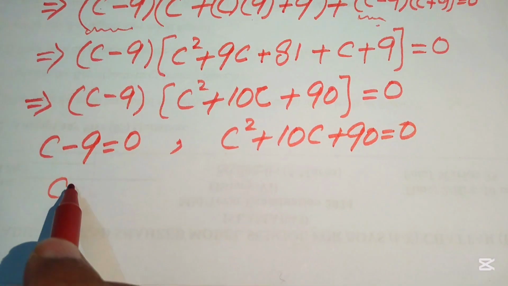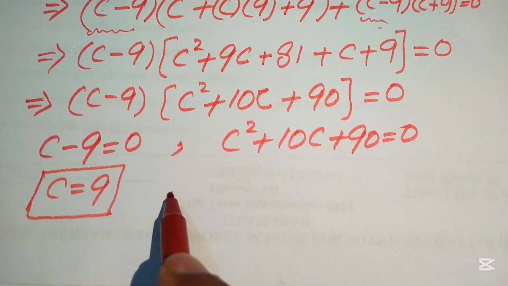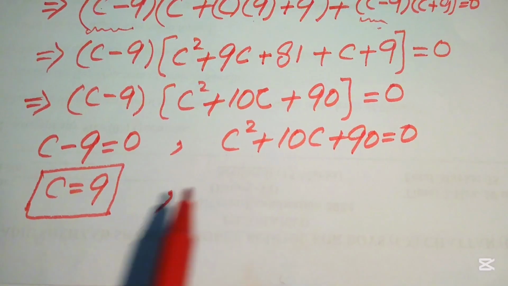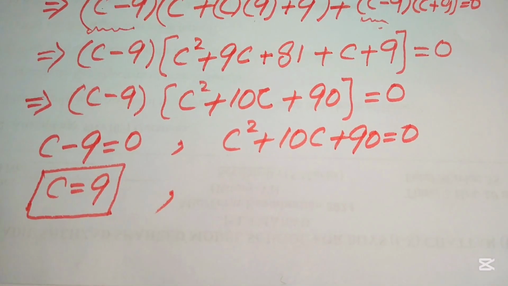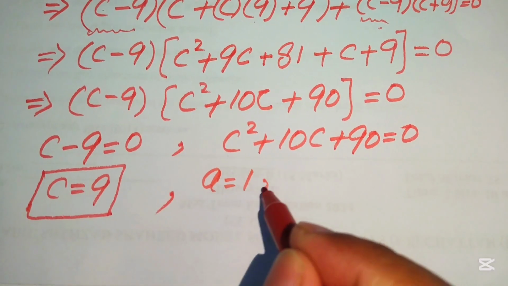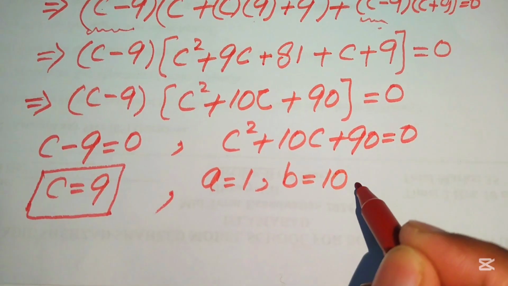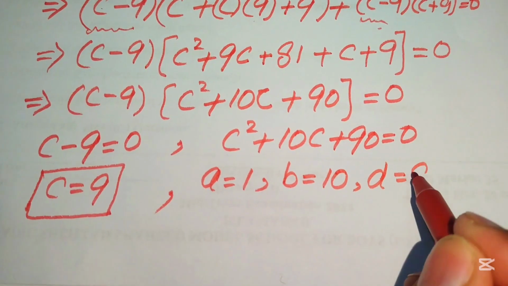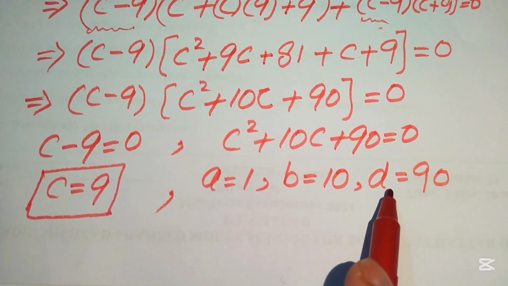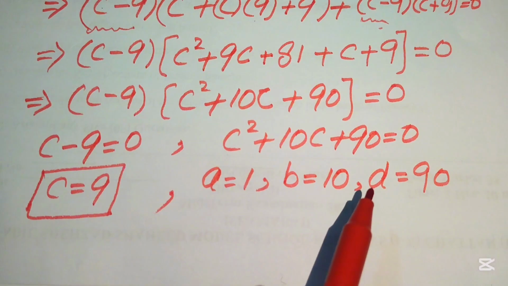So from the first case you get the value of c equals 9, and from the second case we have a quadratic equation, which we need to solve by using the quadratic formula. First we write the coefficients of this equation: a equals 1, b equals 10, and d equals 90. Here I can just replace c by d because we have c already involved in the given question statement.